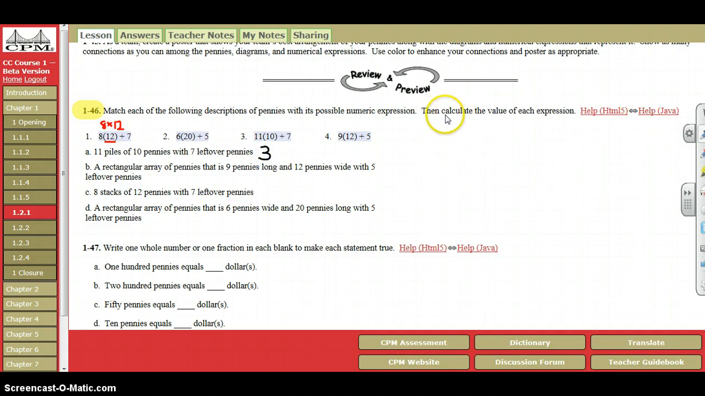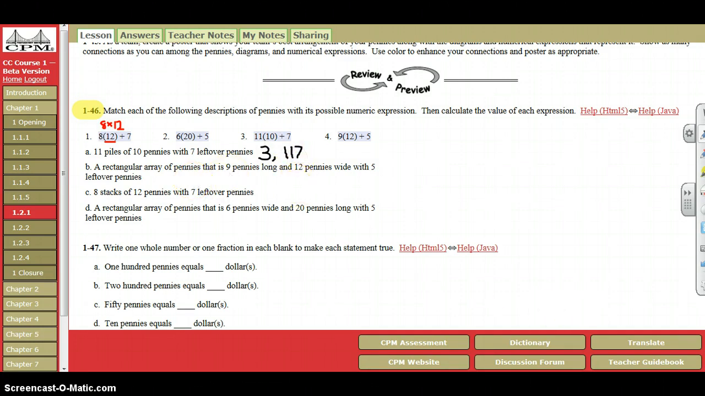Then my job is to calculate the value of each expression, okay? So my job is to figure out what 11 times 10 plus 7 is. You might already know that 11 times 10 is 110, plus 7 would be 117. So that's how you're going to go about solving it.